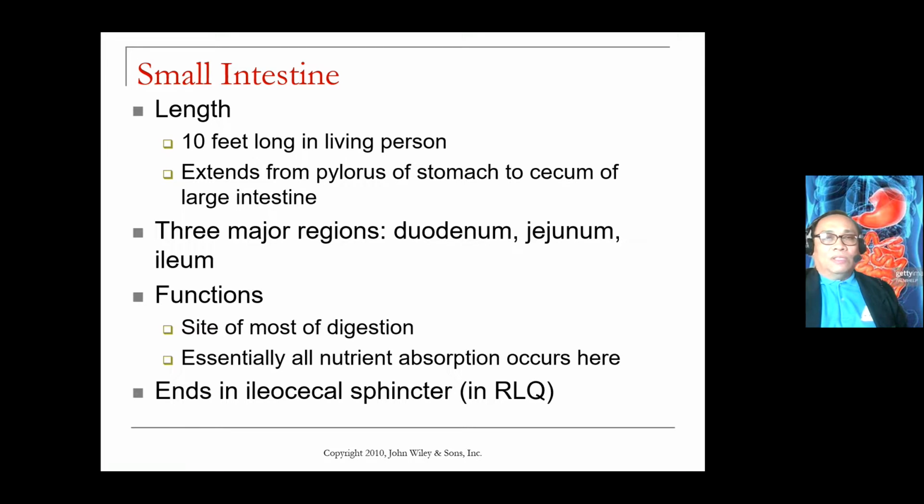Now for the small intestine, the length is on average 10 feet long in a living person. It extends from the pylorus of the stomach to the cecum of the large intestine, and there are three major regions, namely the duodenum, jejunum, and ileum. It is the site of most of the digestion, and essentially all nutrient absorption takes place here. The small intestine ends at the ileocecal sphincter located in the right lower quadrant.